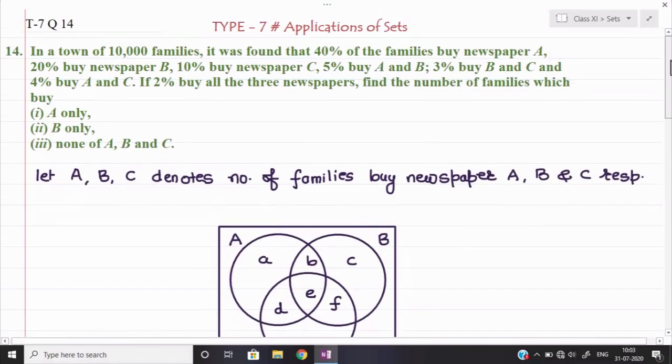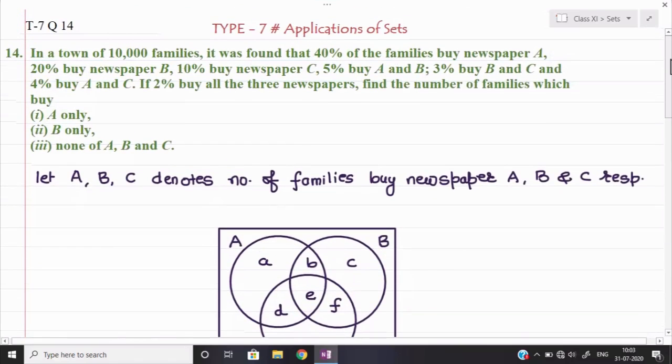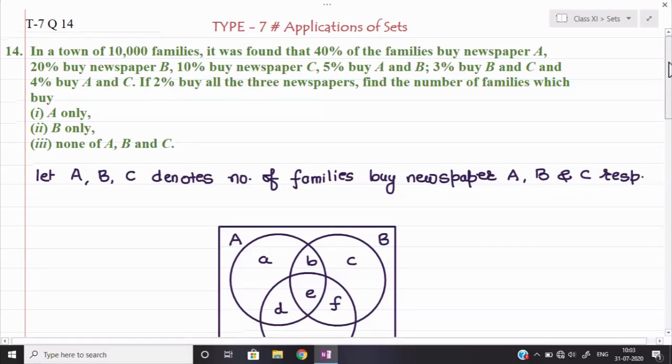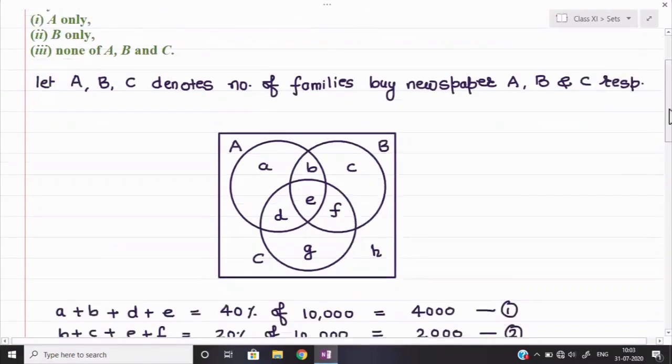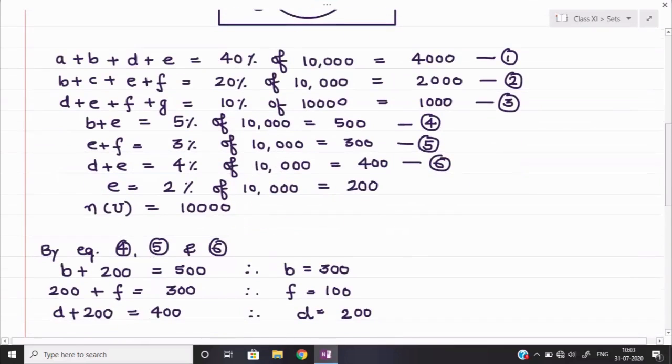Okay, now look at part number 1. In part number 1 they are asking only A. In part number 2 they are asking only B. And in part number 3 they are asking neither A, B nor C. So let us find out all the 3 values. Only A means they are asking the value of small a, and only B means they are asking the value of C. So first we shall finish these 2 parts. Then we shall come back to the last one.